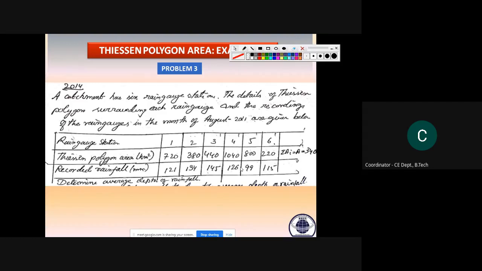Write P1 equals 121. Okay, P2 equals 134. P3 equals 145. P4 equals 126. P5 equals 99. P6 equals 115.